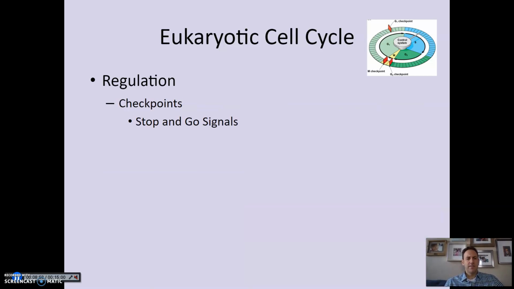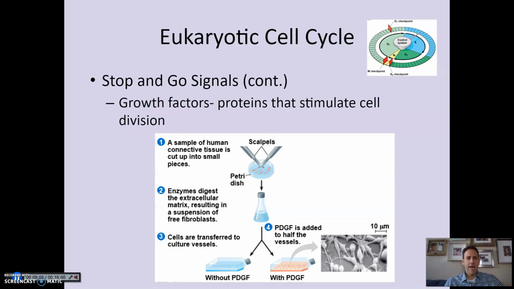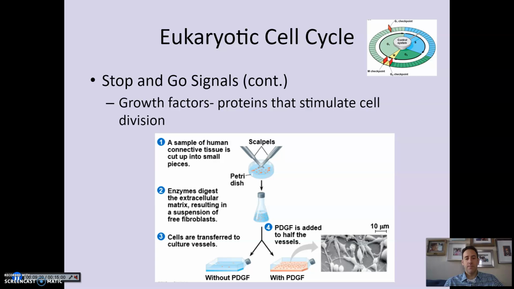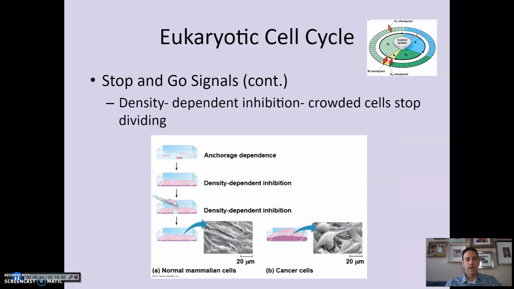So what are some of these stop and go signals? Well, one is growth factors. Growth factors are just proteins that stimulate cell division. That's all they are. Here's an experiment where we take a little bit of human tissue and put it on a petri dish. If we add growth factor, then they divide much more readily than if we do not add the growth factor. So they just stimulate cell division.